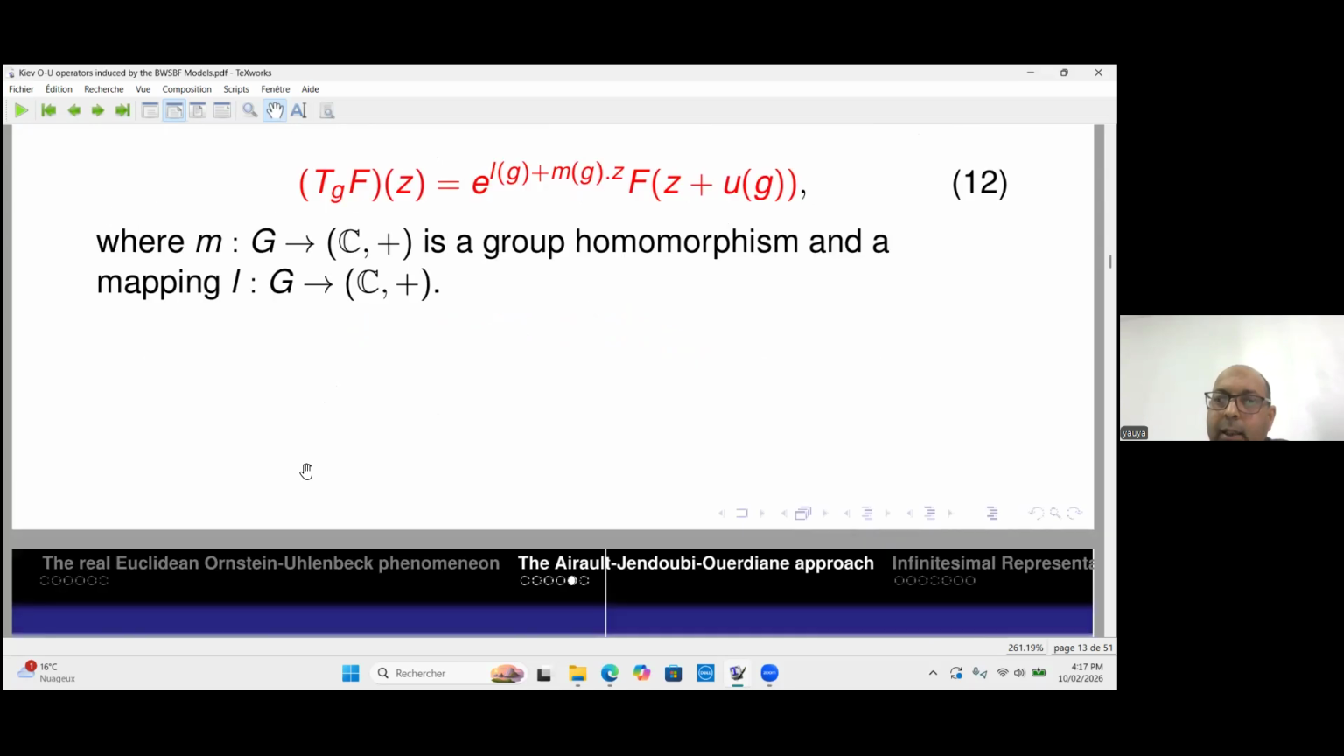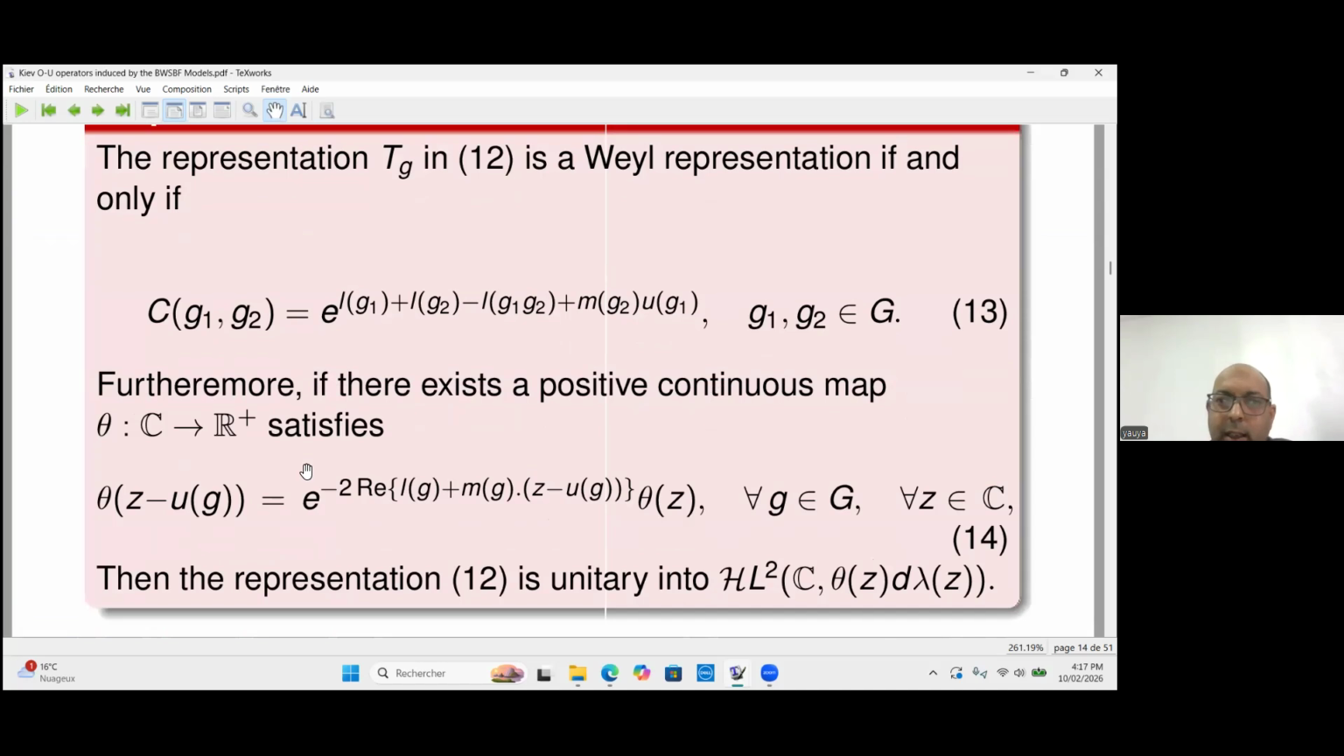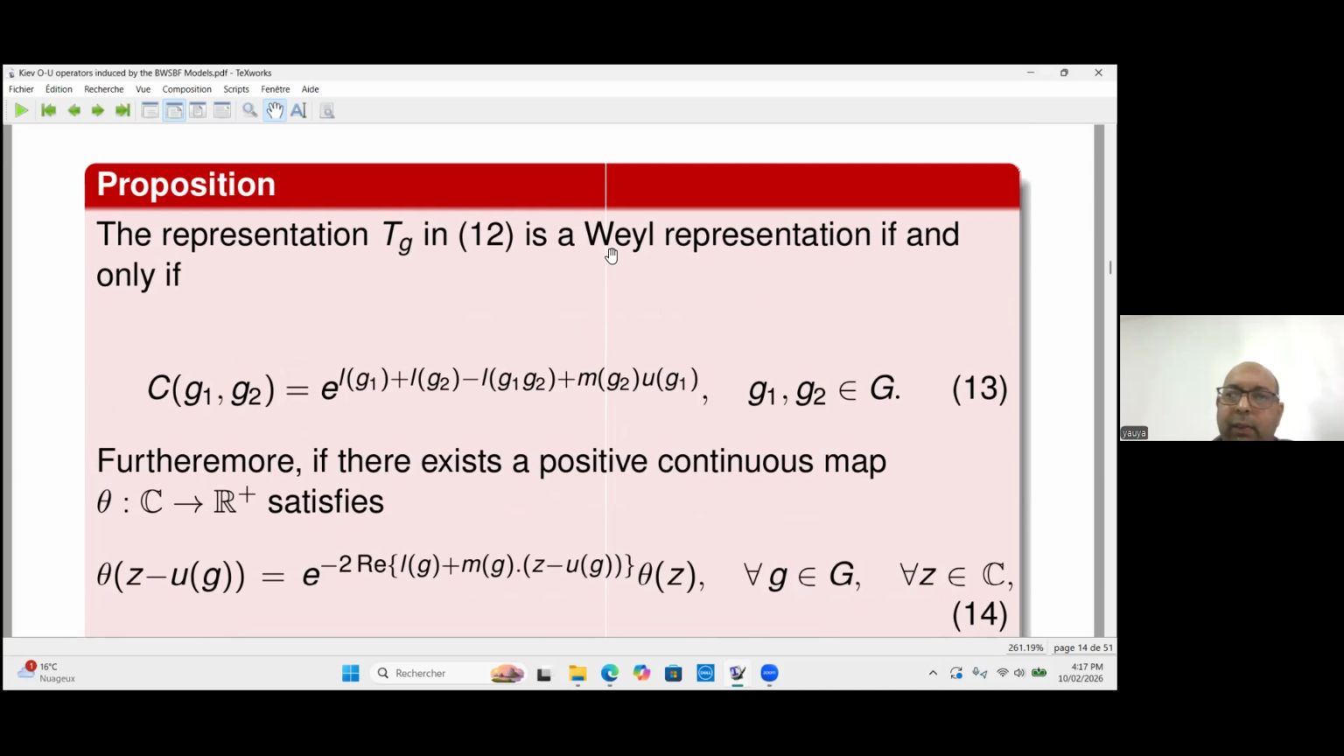And in order to obtain the Weyl condition, the map c(g1, g2) is equal to this quantity: exponential of l(g1) plus l(g2) minus l(g1g2) minus m(g2) multiplied by u(g1). For example, if l is also a group homomorphism, we obtain just exponential of minus m(g2) u(g1).